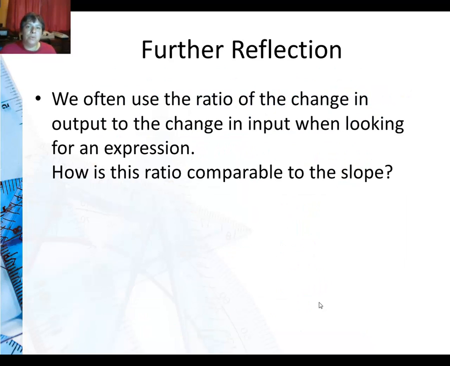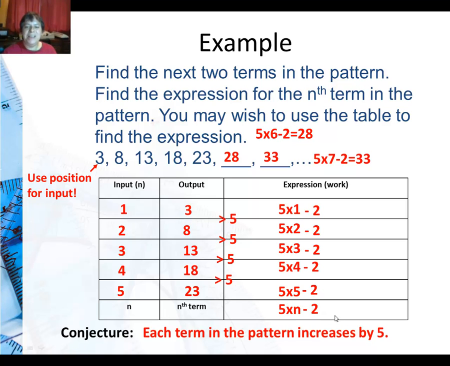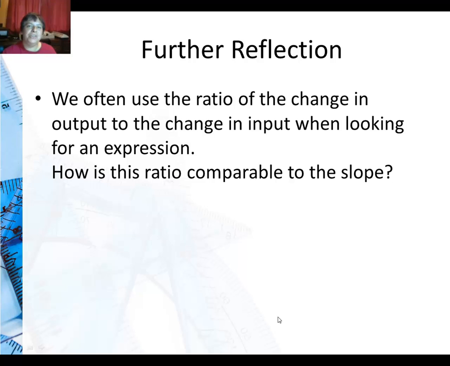For further reflection, here's an interesting question. We often use the ratio of the change in output to the change in input when looking for an expression. How is this ratio comparable to the slope? Well, output is the y, so you're doing change in y over change in x. Isn't that the same thing as the slope? And if I back up to my other expression, doesn't that 5 look like a slope if I said 5x minus 2? Just something to think about.